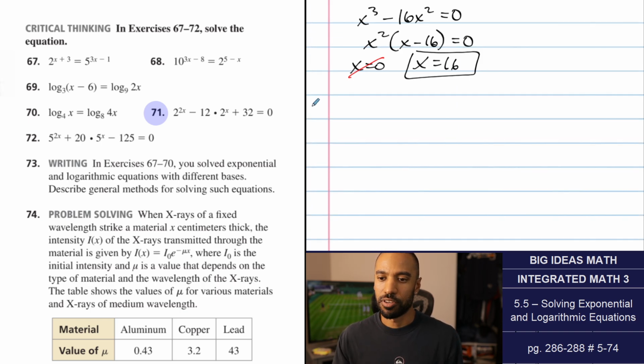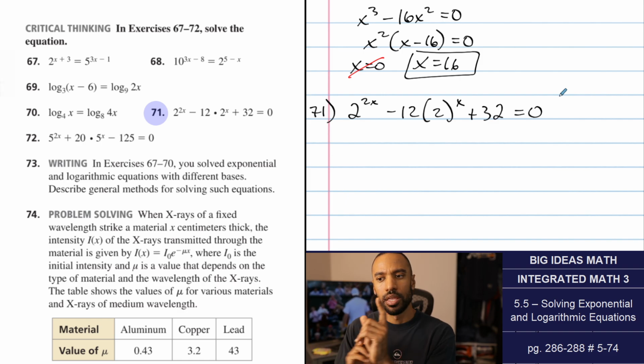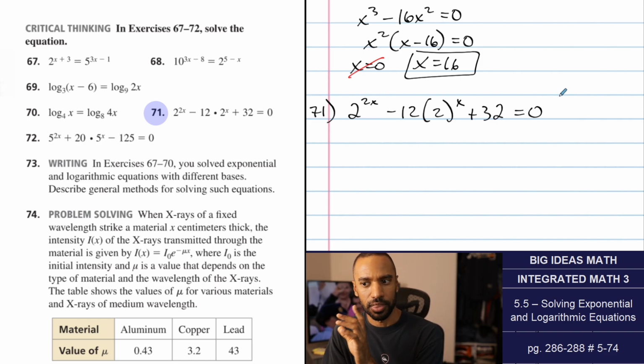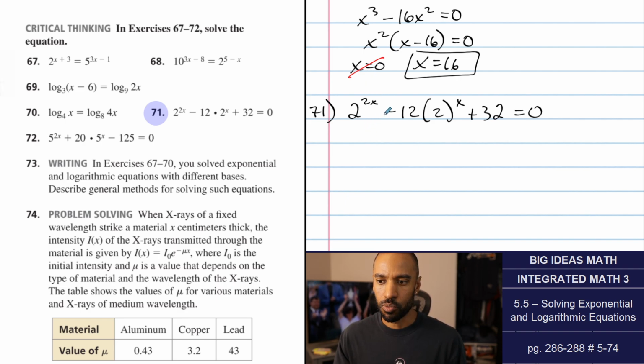Okay, number 71. I have 2 to the 2x minus 12 times 2 to the x plus 32 equals 0. I apologize if any of these things take a while to do. This one, I see something different that I know how to do. Now, this 2 to the 2x can be rewritten as, and I'm going to actually put the parentheses around the 2 to the x to emphasize more what I'm looking at, this is 2 to the x squared.